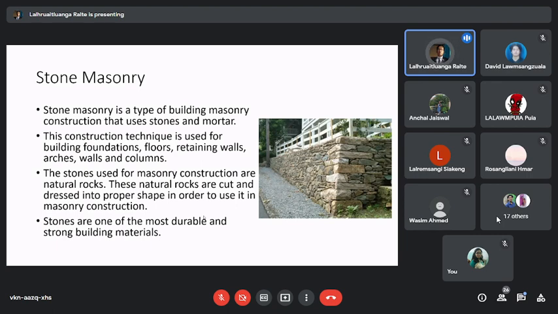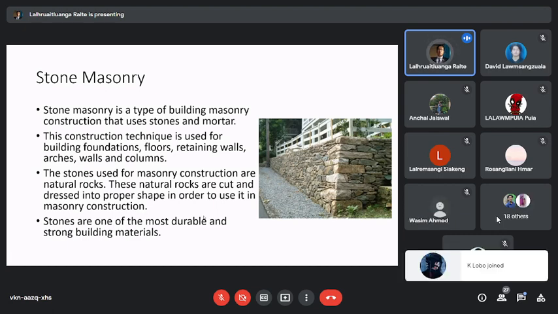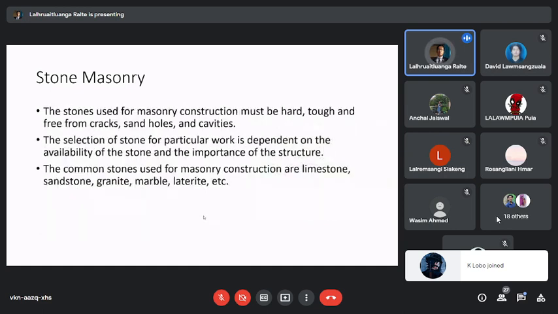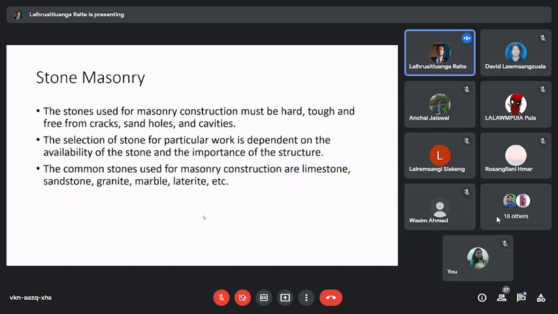Nowadays you would often find stoneworks or false stoneworks on buildings as claddings. Mostly these stones are cut, chiseled and dressed to be used as claddings. When you see these stone claddings, they do not really act as load-bearing structures. They are used in a non-load-bearing manner, for decorative purpose only. The stones used for masonry construction must be hard, tough, and free from cracks, sand holes, and cavities.